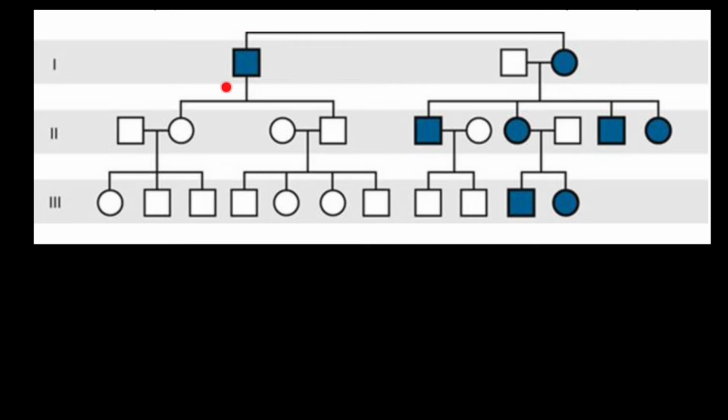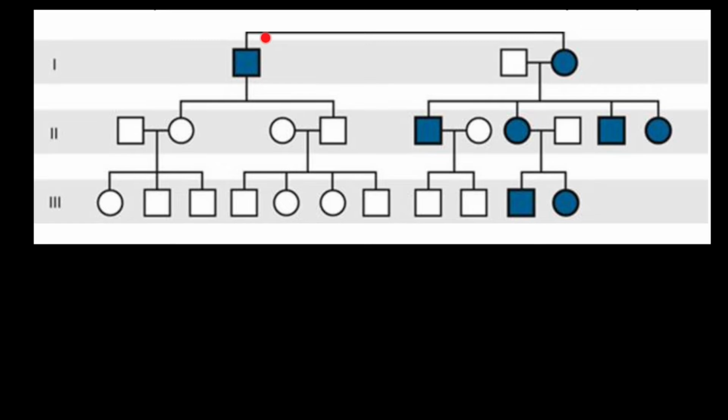We see here that this affected male, whose wife is not shown here, but of course he should have a wife, does not have this disease in any of his children, and in the following generation we also do not see this disease. So he doesn't transmit it to any of his descendants. But take a look at what's happening here.